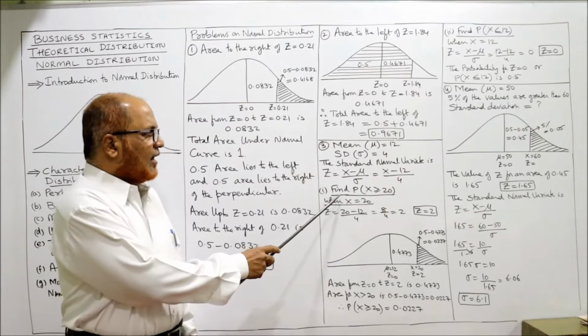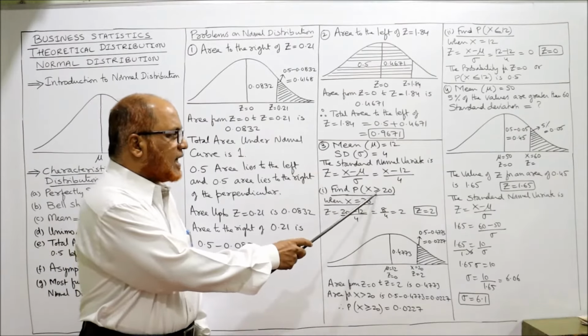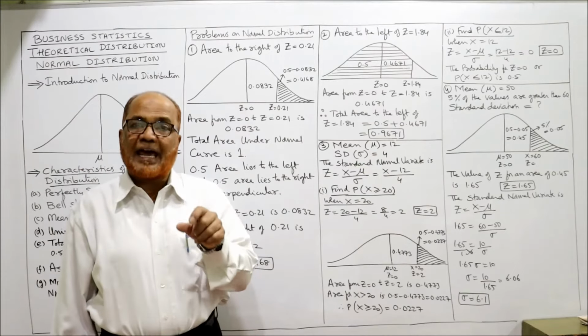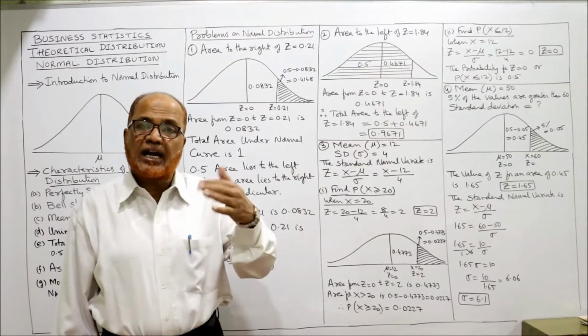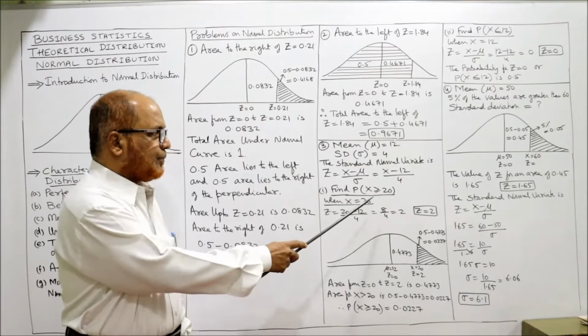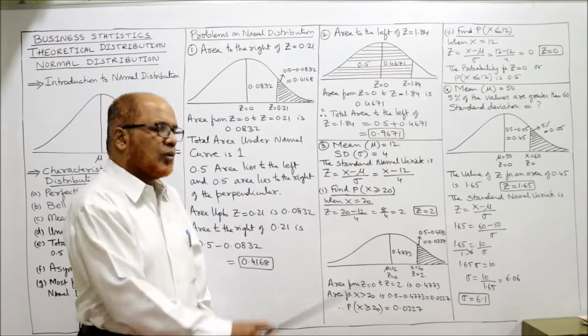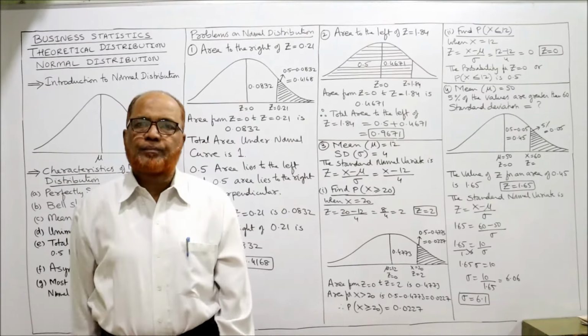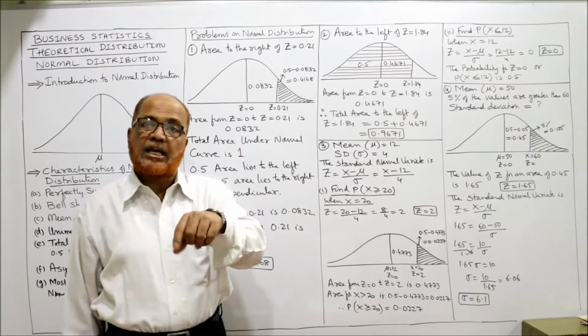So here, find the probability that x is greater than or equal to 20. We need to find what is the probability when x is greater than or equal to 20. Right? When x is equal to 20, since 20 is included here, greater than and equal to 20, we need to find the probability.